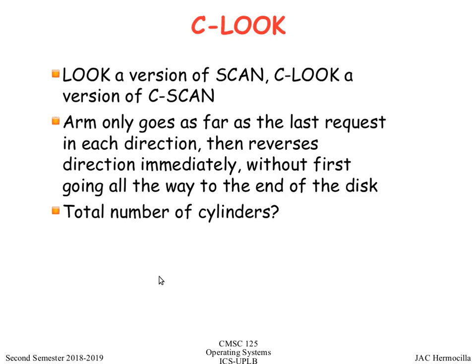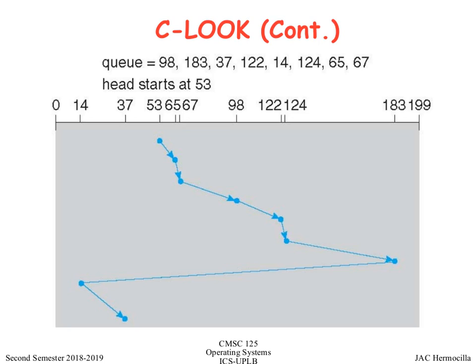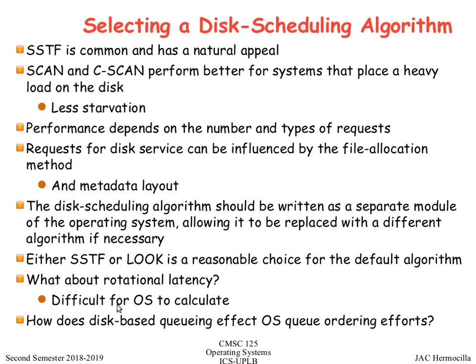Then yung C-look naman is a version of scan na kung saan hindi na siya pupunta sa pinakadulo. Ano yung pinakamababa na block, smallest block, and then the highest block? Hindi na nasagarin. Tapos na tayo dito, balik na agad. Idea? So that's what we mean by C-look.